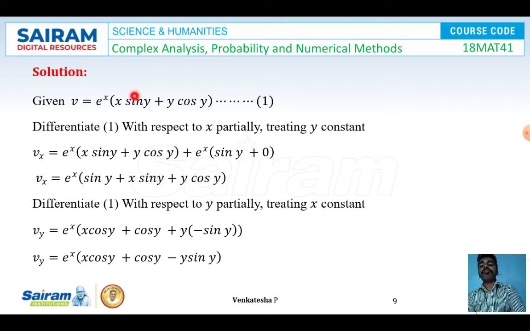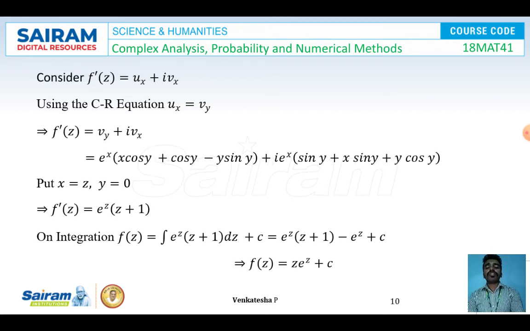Similarly, differentiating the v equation with respect to y partially, treating x constant. So we'll get dou v by dou y is equal to, since here x is a constant, no need to use the product rule for the first part, directly we can solve. So I'm keeping e power x as it is, here x I'm keeping as it is, sin y will become cos y. Plus, since here I am having y into cos y, I am going to use the product rule now. So first I am keeping cos y as it is, differentiating y, I got 1, plus keeping y as it is, differentiating cos y, I got minus sin y. So on simplifying this, we got dou v by dou y is equal to e power x (x cos y plus cos y minus y sin y).